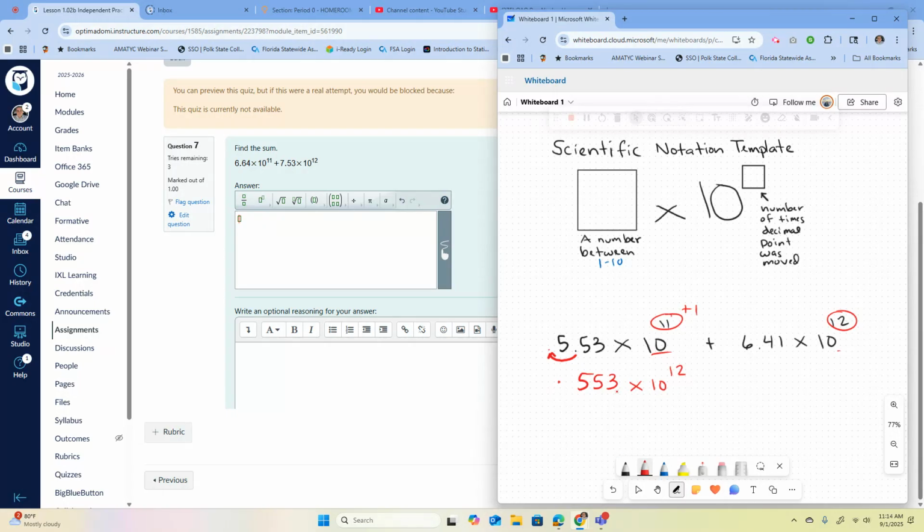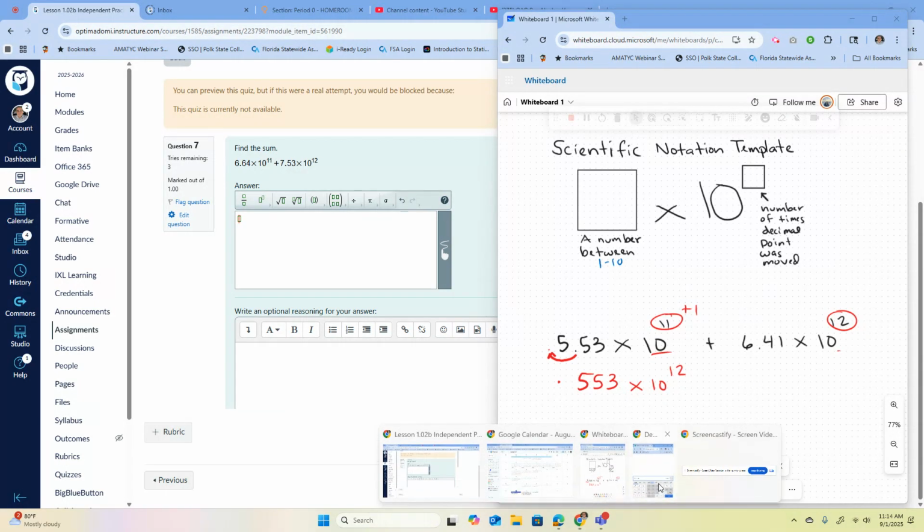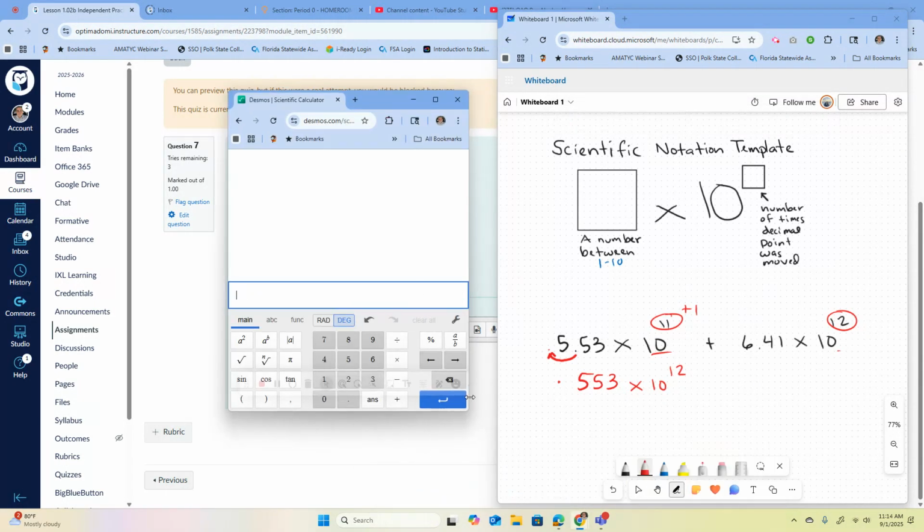Now that I have the same exponent for each power of 10, I can take my calculator and take 0.553, that's the number I fixed to get exponent 12. I'm going to add the 6.41. And you can see I got 6.963. So my final answer is 6.963 times 10 to the 12 power. So that's how you do number 7.